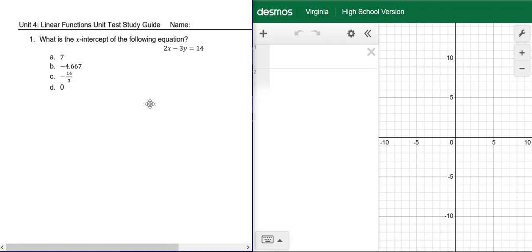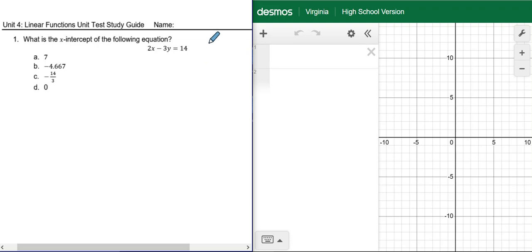All right, here is the unit test review for Unit 4. The first question is asking, what is the x-intercept of the following equation? Well, there are a couple of ways you can do this problem.